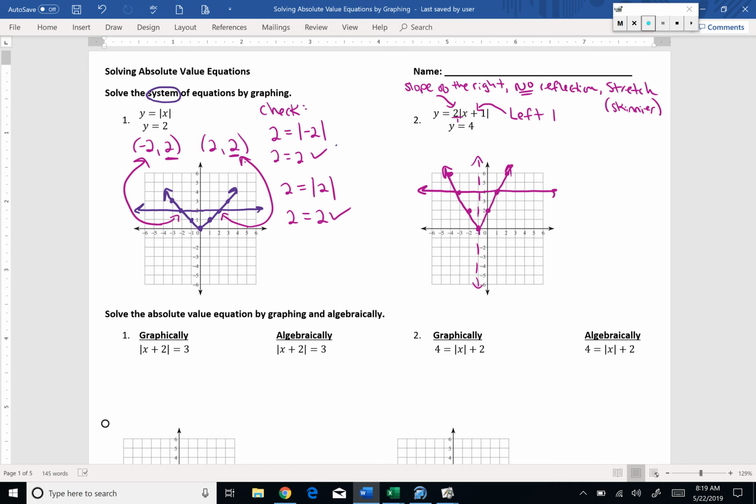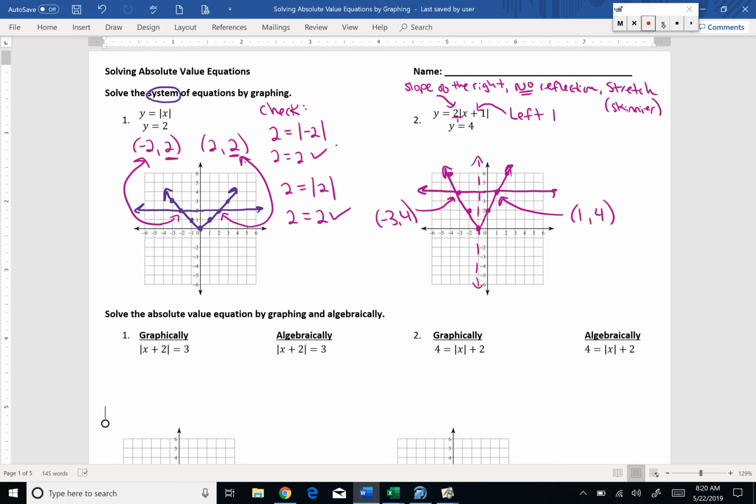Then just like when we graph systems that just had 2 lines, we look for the intersection points. Intersection points are our solutions. So we have -3, 4. And we have 1, 4.